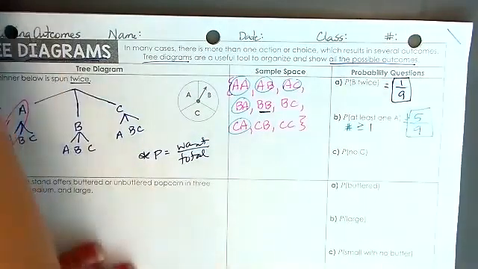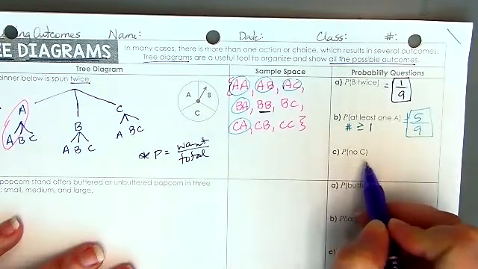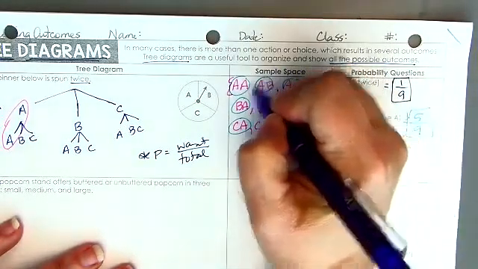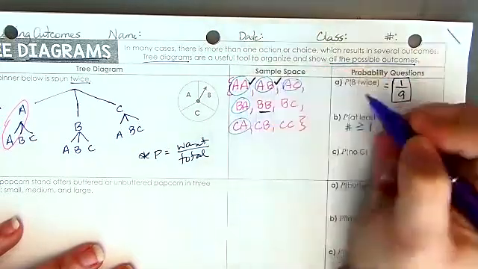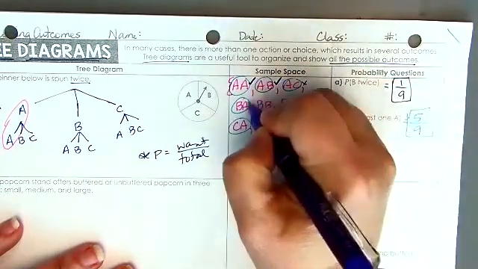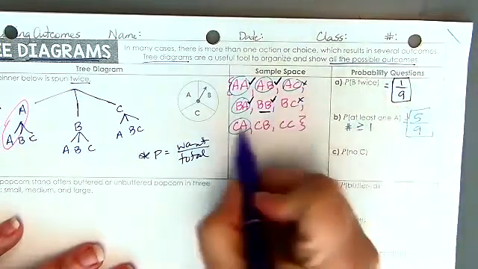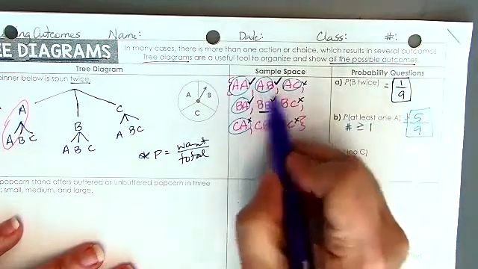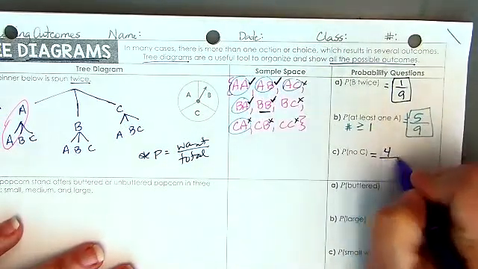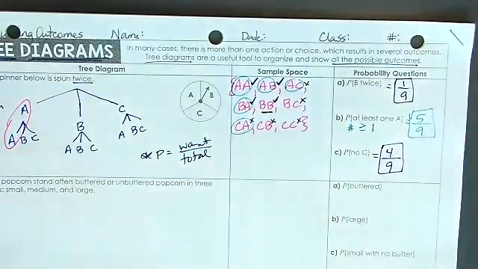Okay, so next it's no C's. So I can't have any C's in there. AA has no C's, AB has no C's, AC can't do. BA no C, BB no C, BC can't do. All of those have C's, it can't do any of these. So I have 4 that I can use out of the total of 9. And there's my probabilities.